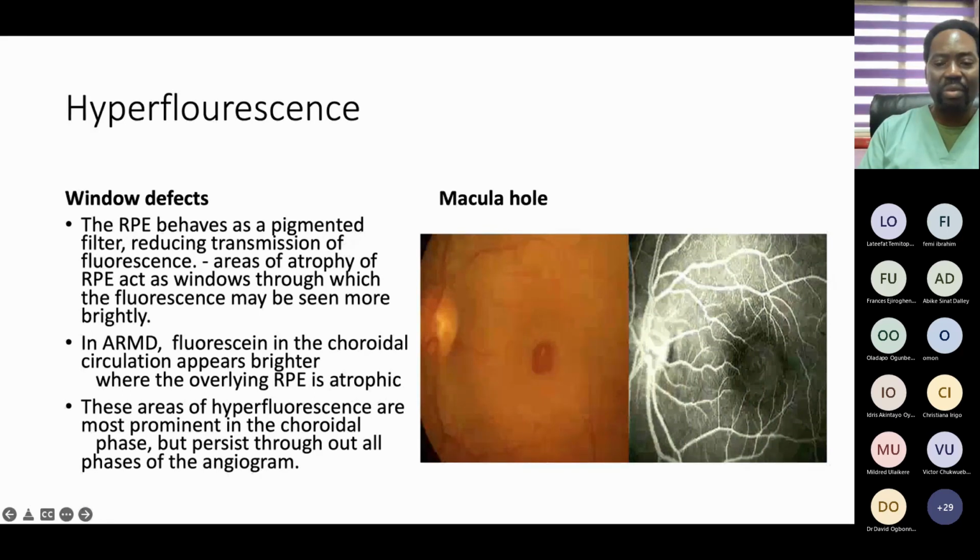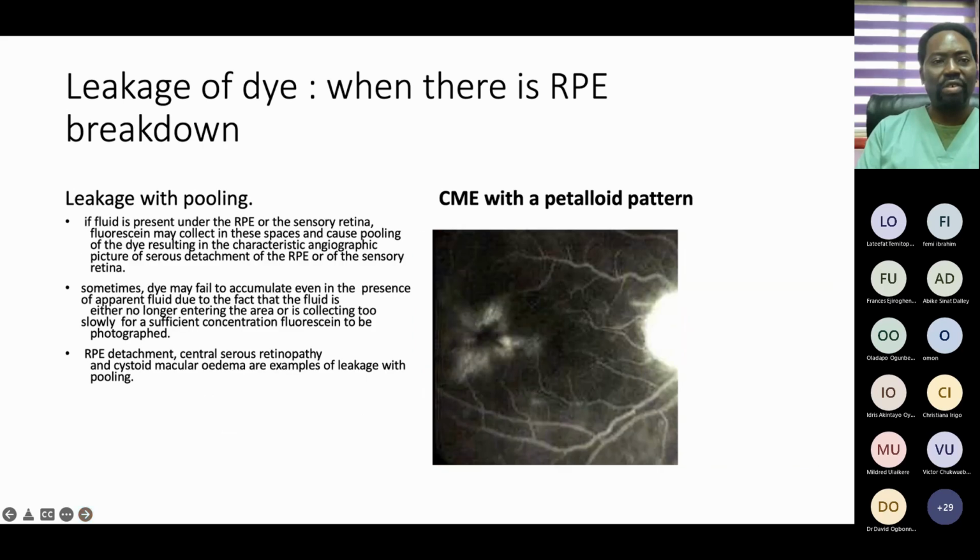Hyperfluorescence, window defects: a perfect example is a macular hole. In the center of the macula, there's a hole, and that creates an enhancement of the underlying choroidal fluorescence, and that's what we see. There are other things that can cause these window defects when there is atrophy of the RPE, in ARMD, in geographic atrophy, myopia is another one, angioid streaks, and a number of others. Now, this is pooling of dye in a potential space. Here it forms a petaloid pattern, and that's what we see in cystoid macular edema. The dye pools within a potential space in the retina.